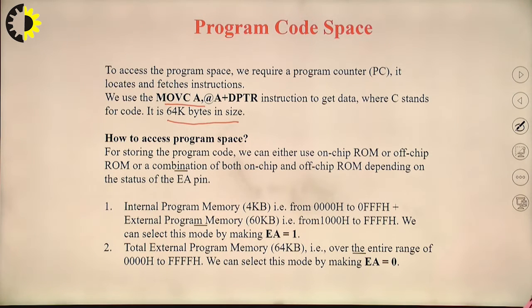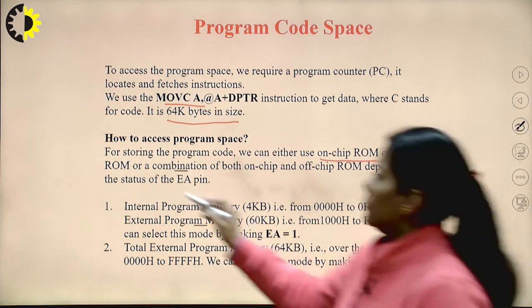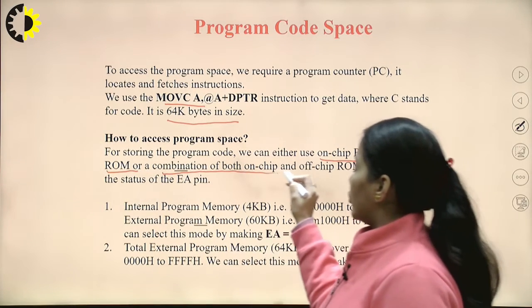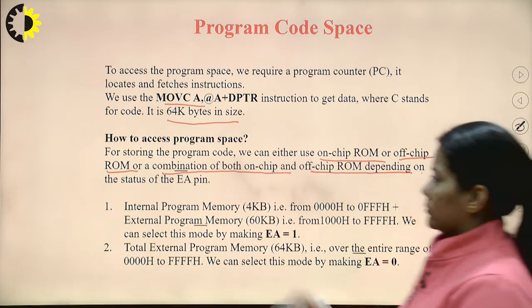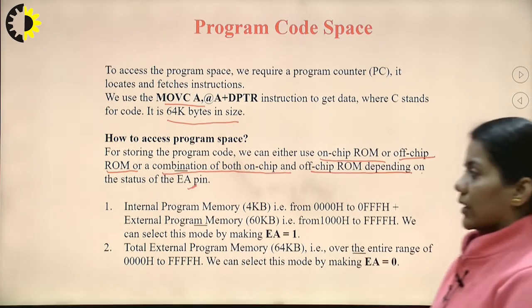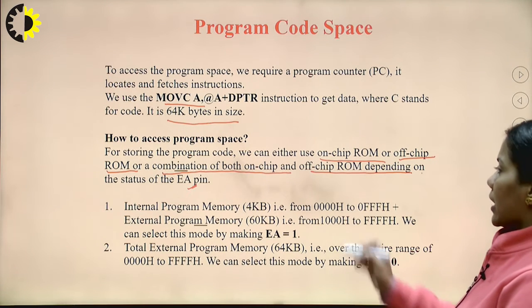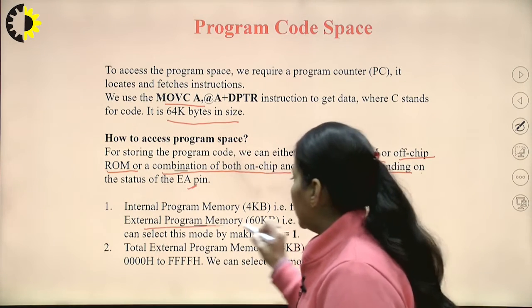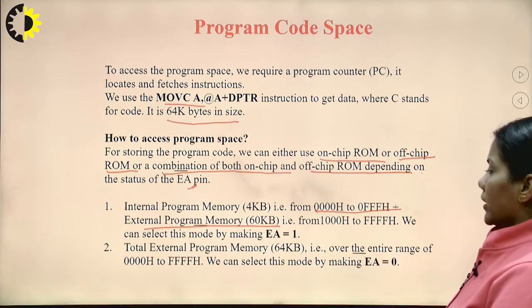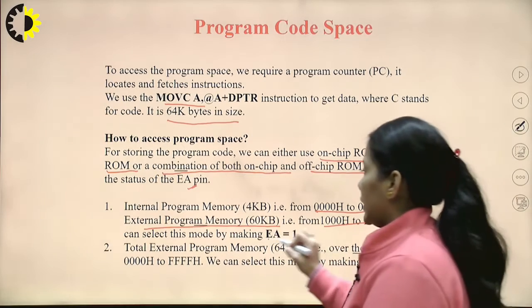Now, how to access program space? For storing the program code, we can use either on-chip ROM or off-chip ROM, or a combination of both, depending on the status of the EA pin, that is the external access pin. Internal program memory is 4 kilobytes, and it ranges from this to this, plus external program memory of 60 kilobytes, which ranges from this to this. We can select this mode by making EA equal to 1.